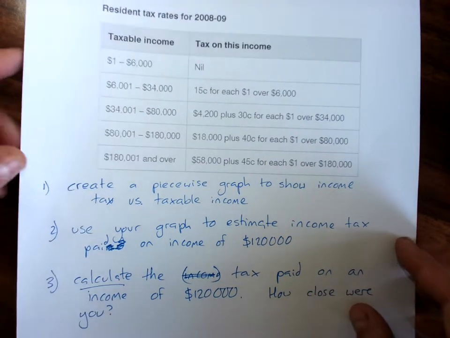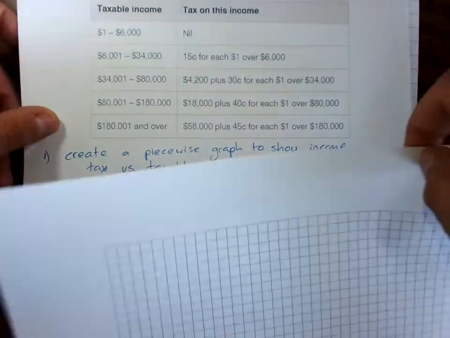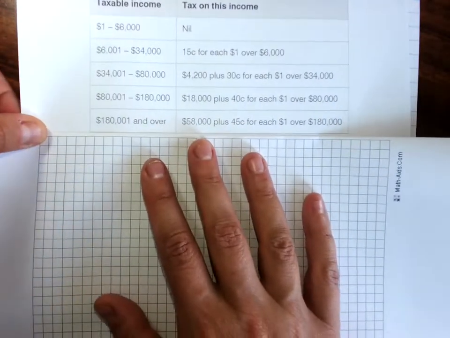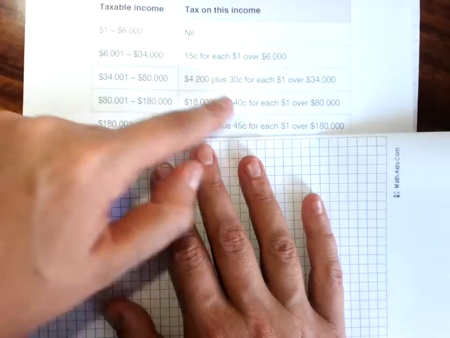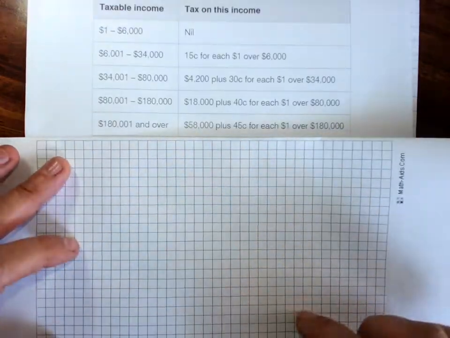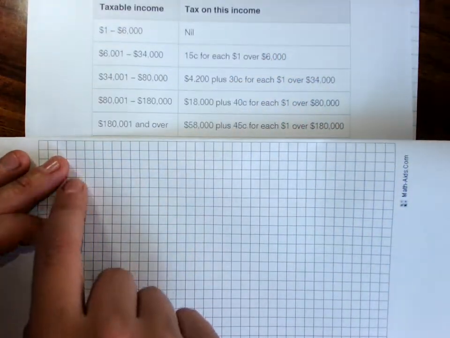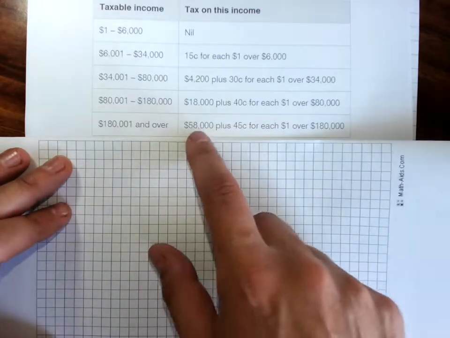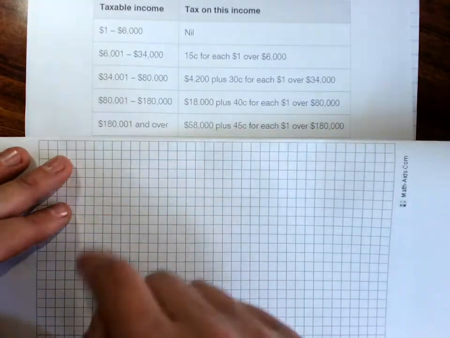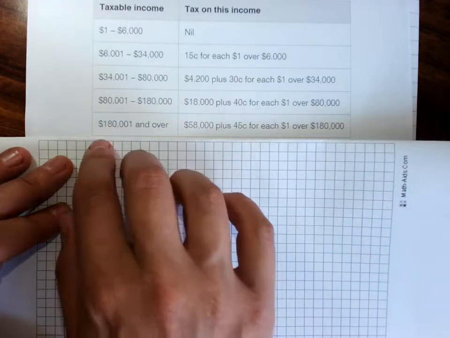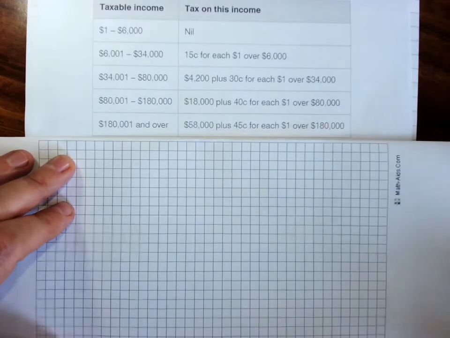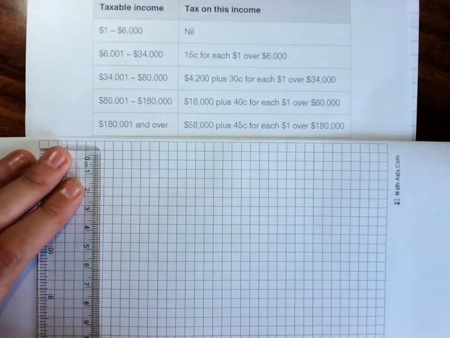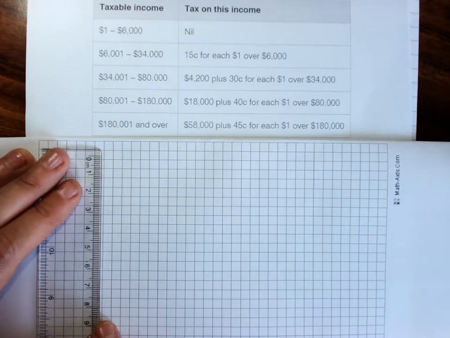So our first thing is we're making a piecewise graph. So you need, of course, your grid paper. Your tax that you pay depends on your taxable income, so your taxable income will be down the bottom, and the tax you pay will go up here. And so you can see that I'm going to need to get up to at least 60,000 on the y-axis, and we probably want to go out further than this. So let's go up to like 250,000 or something. It's not as hard as it looks. How much space can we fit in there? Up to about here. All right.